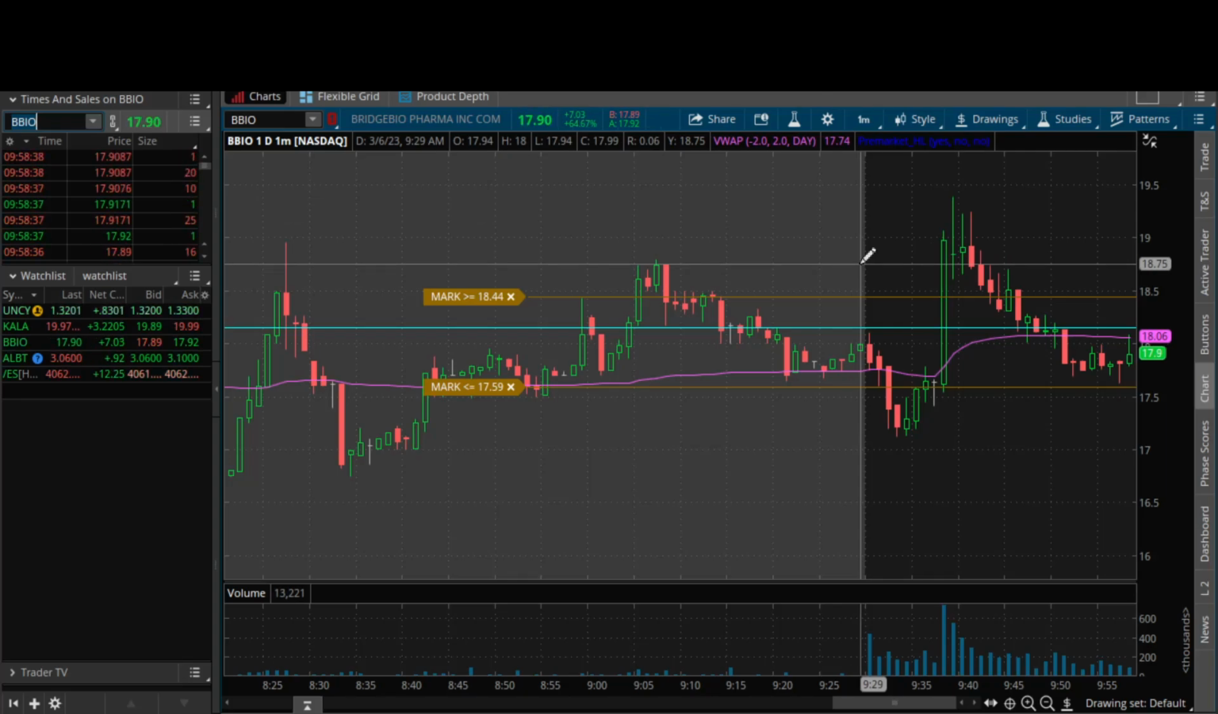All right, let's see. BBIO popping back up in the 18. Might be wise to bail here if it gives a shot, because it's playing way too much. I would have liked to get on that last move with the 18, but I didn't have my eyes on it.